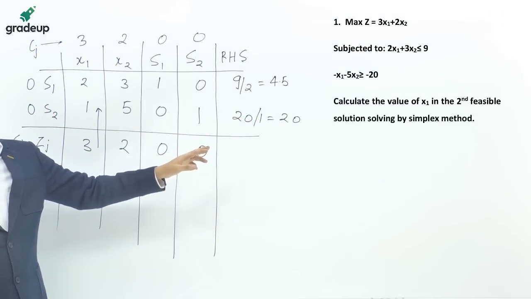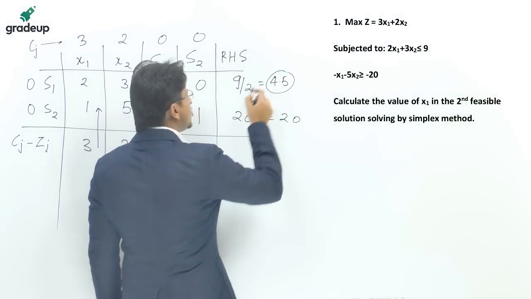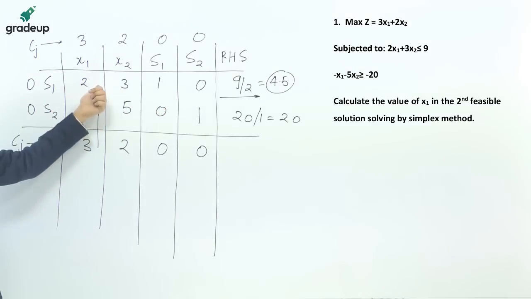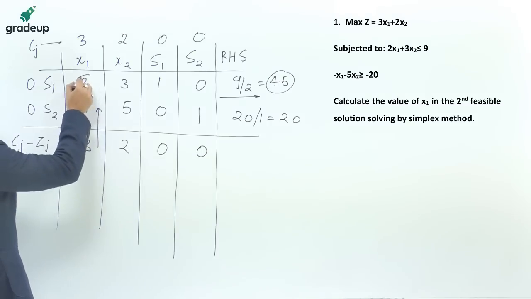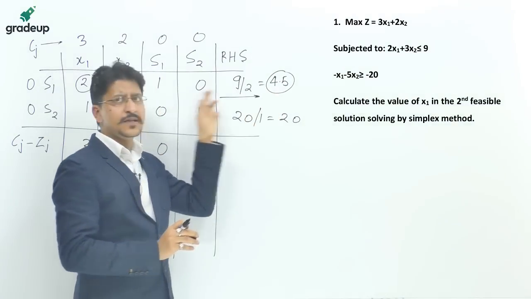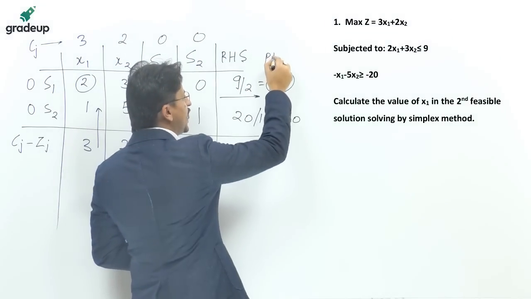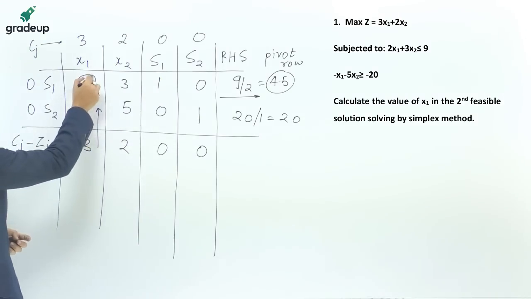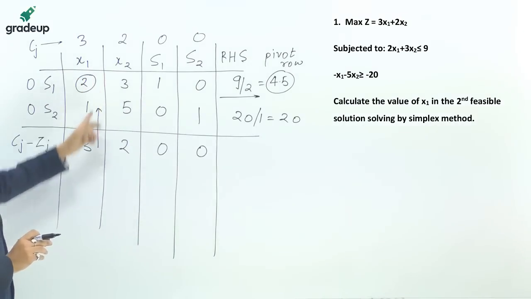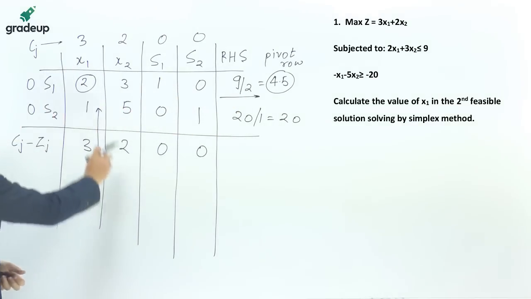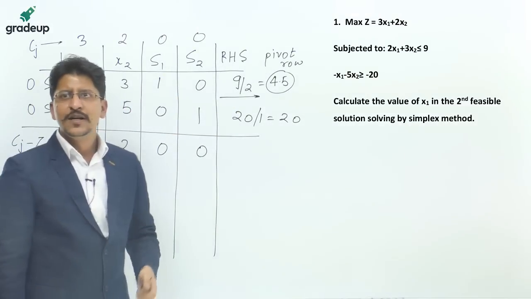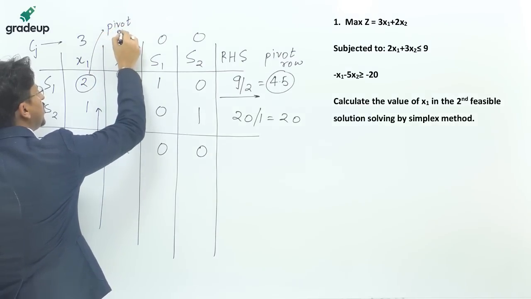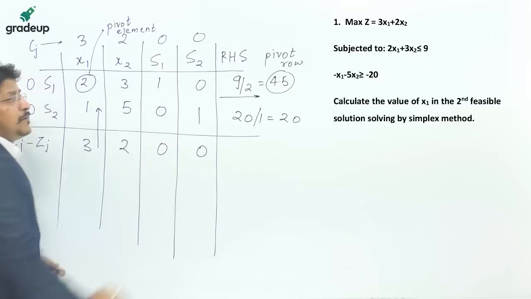Sandeep Kumar Roy Chaudhary, key element. This is the row that is the leaving variable. S1 will be leaving the basis, X1 will be entering the basis. So this row becomes the pivot row. The leaving row is known as the pivot row, and the value at the intersection of the entering column and the leaving row, that is 2, is known as the pivot element.